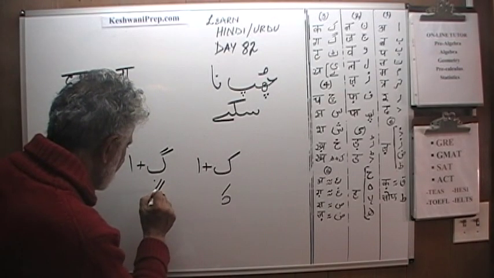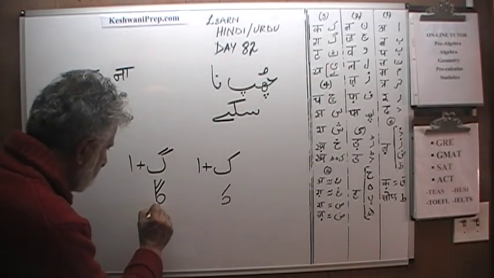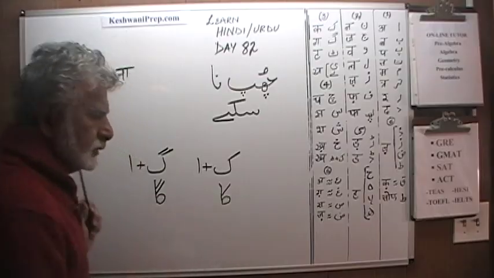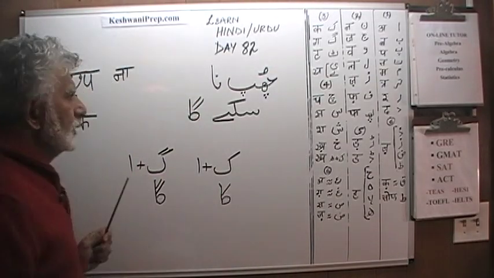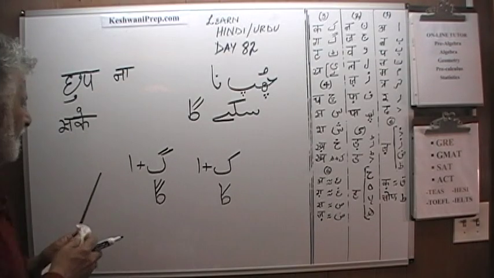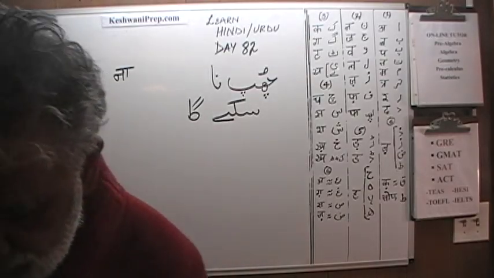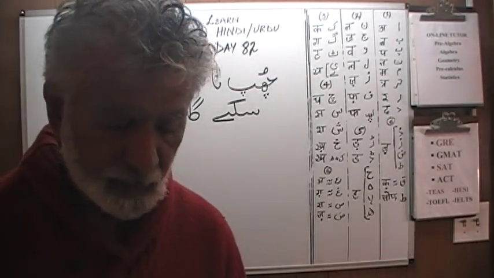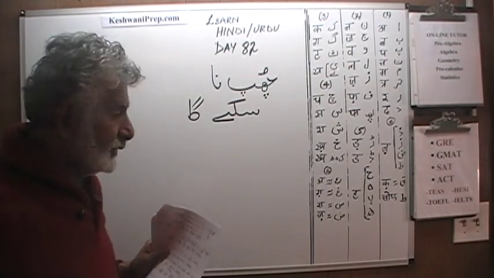This one will have two of them. As you can see, there are two, to which we join the alif. Here we need a ga. Chup na sakega. It can no longer be hidden. What can no longer be hidden? Her love. Ishq. We did this word yesterday, so I'm not going to spend time on it.